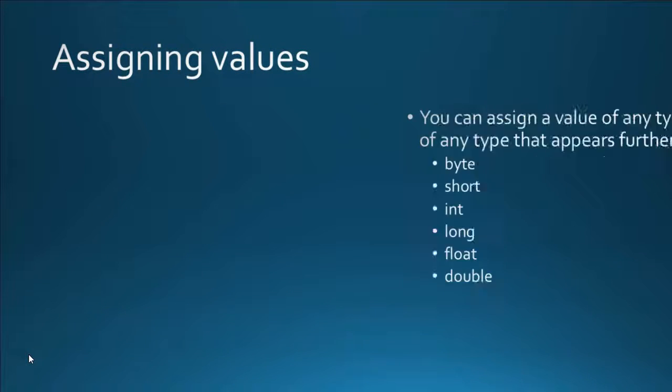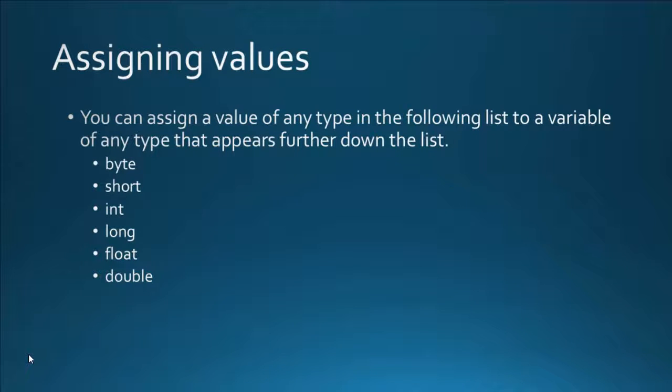Let's continue talking about assigning values. You can assign a value of any type in the following list to a variable of any type that appears further down the list: byte, short, int, long, float, double. Which means, for example, I can take an int and assign it to a double. I can take an int and assign it to a long. I can take a long and assign it to a float, and so on and so forth. As long as it goes down that list, I can assign something above it.